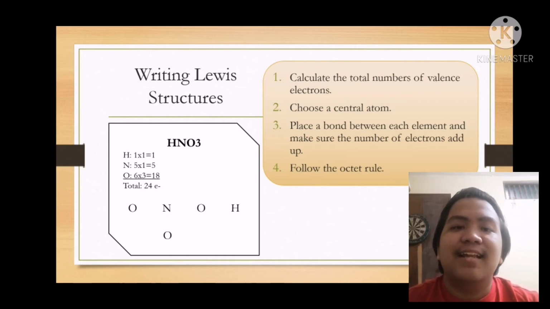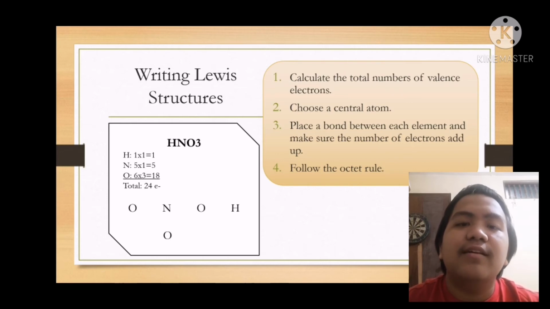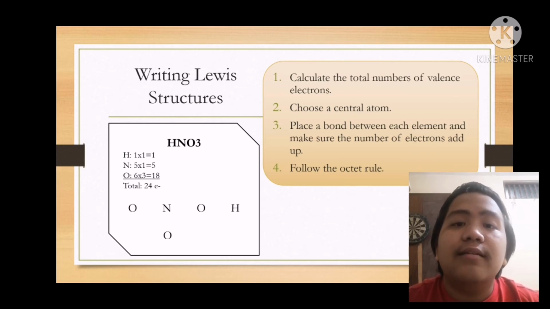Next, let's try HNO3. Hydrogen has only 1 valence electron. Nitrogen has 5 valence electrons. Oxygen has 6 valence electrons. And we multiply it by 3. And we add up 1 plus 5 plus 18, a total of 24 valence electrons. Nitrogen has the least number of atoms, that's why it is our central atom.